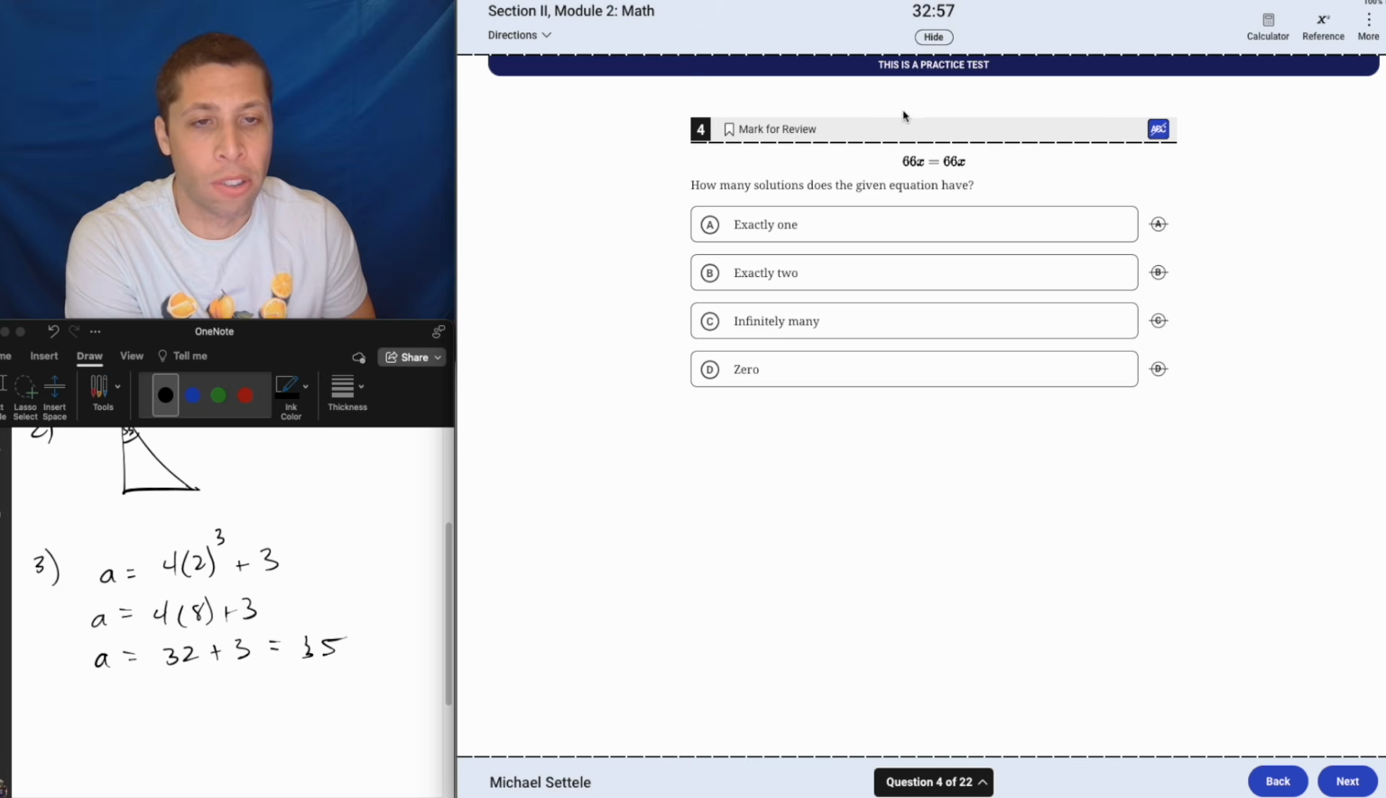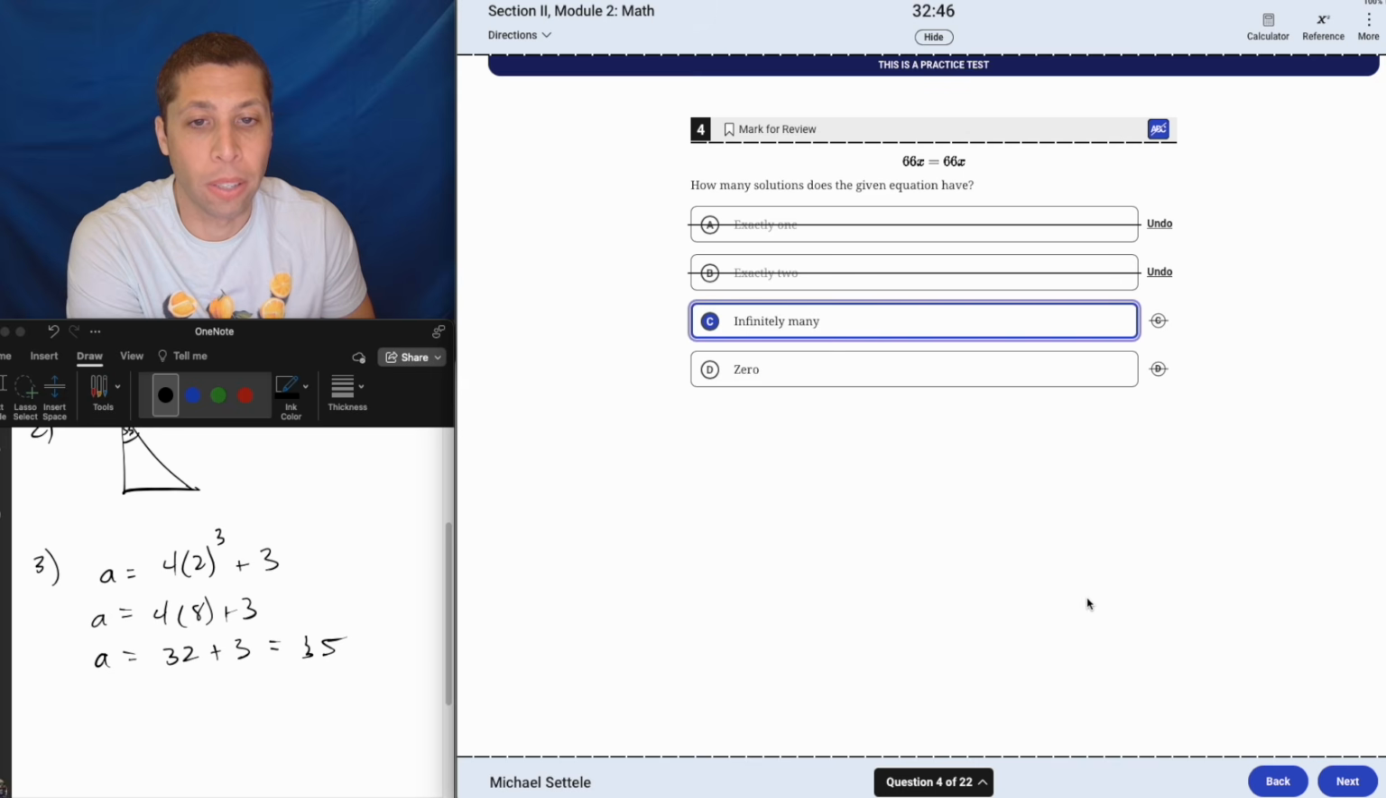How many solutions? Okay, so these are 2 lines and they both have the same slope. Same slope means they have either 0 or infinitely many solutions, and they also have the same y-intercept, because there's no y-intercept plus 0. So they have infinitely many solutions.